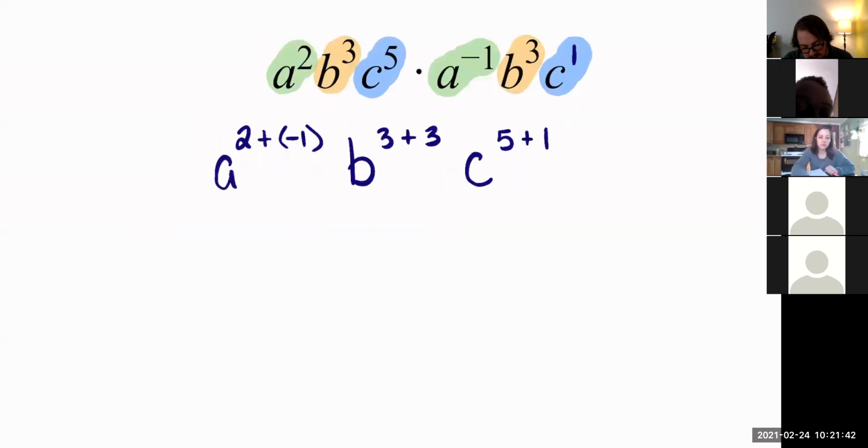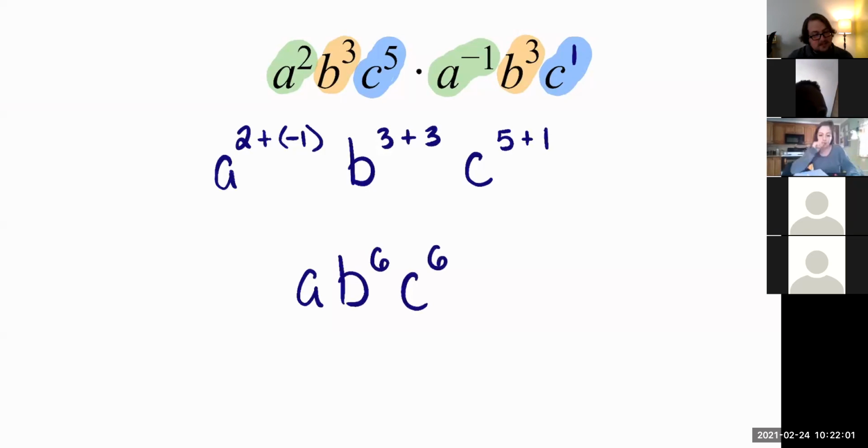So as I go through to clean this up a little bit, a to the power of 2 plus a -1 will become a to the power of 1. I personally like to hide them. Then I have b to the power of 3 plus 3, which is b to the power of 6. And c to the power of 5 plus 1 gives me c to the power of 6. And just like that, I go from this big mess down to something significantly more compact.